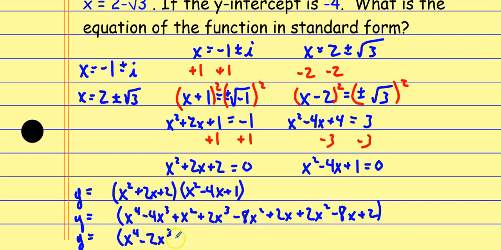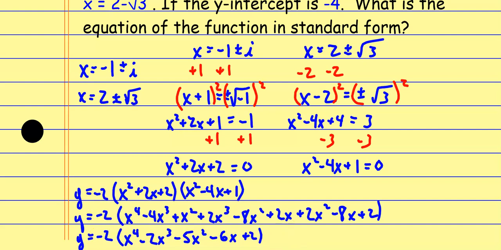negative 5x squared, and let's see, where's my x's? Come here, x's, negative 6x, and then a plus 2. And you can see that I have the wrong y-intercept. It was supposed to be a negative 4. Right now it's a positive 2, so I need a negative 2 on the outside of this thing.